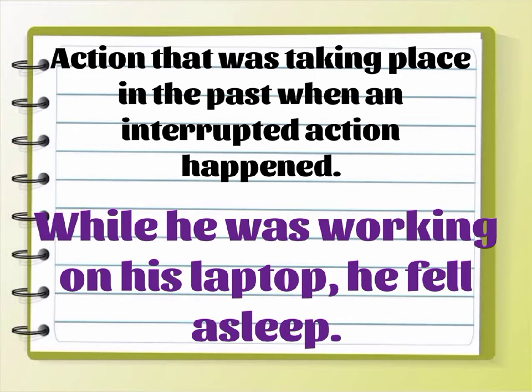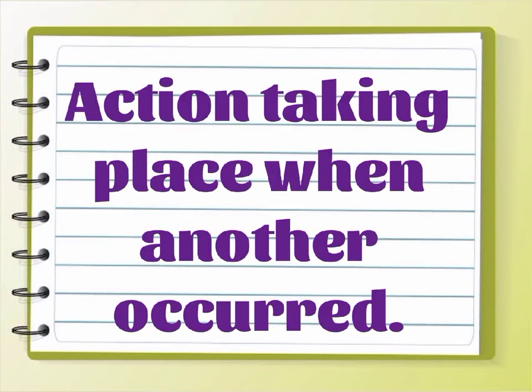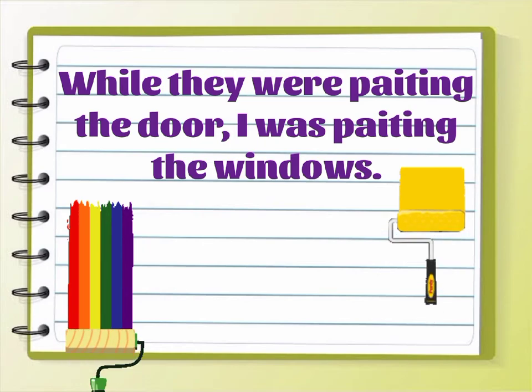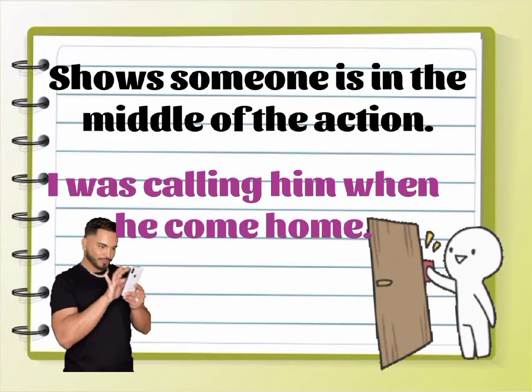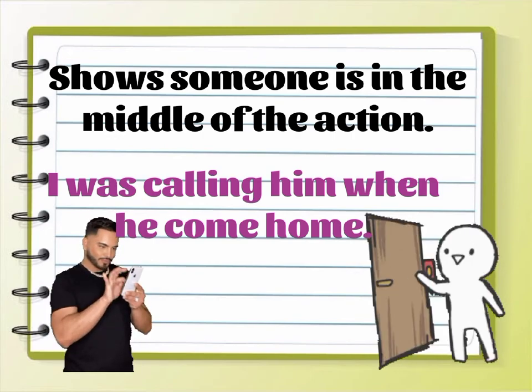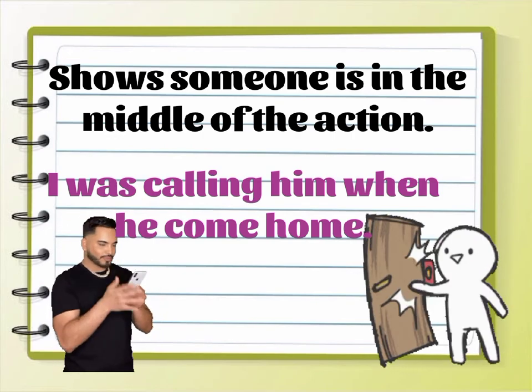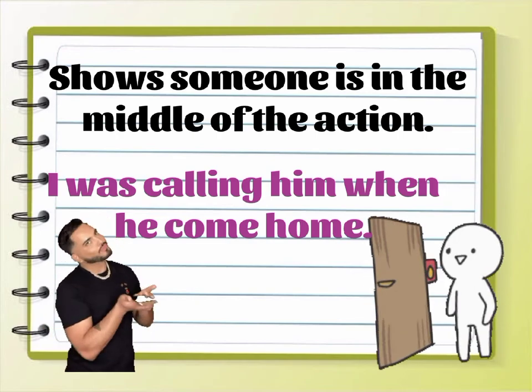Kaya sinabi natin dito na ang past continuous tense, pwede rin natin siyang magawa or pwede natin siya matukoy if the statement has two actions in the past. So the other one interrupt the other statements or the other actions. Next po ni past continuous tense, describe an action taking place when another occurred. For example, while they were painting the door, I was painting the windows. Then the last po is, shows someone is in the middle of the action. I was calling him when he came home.